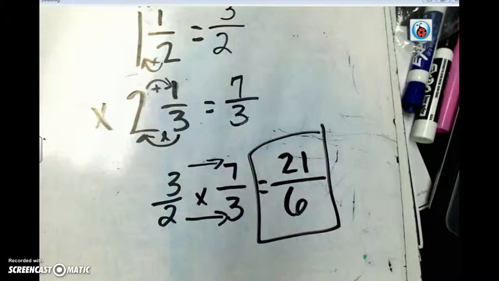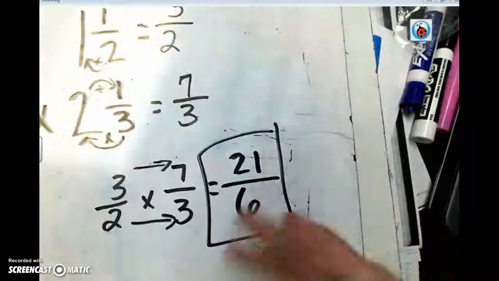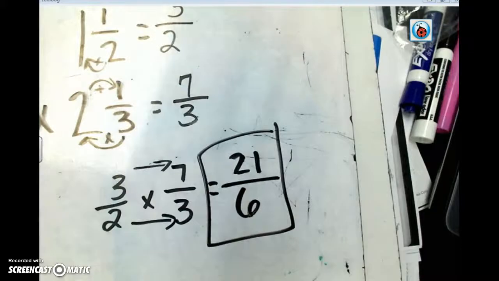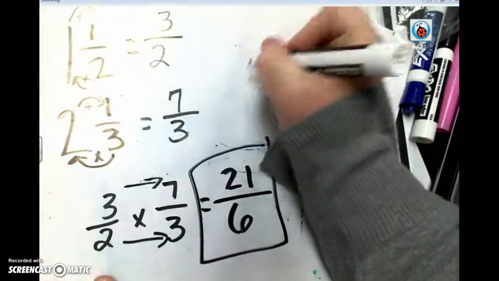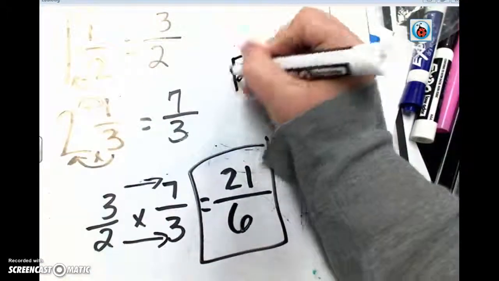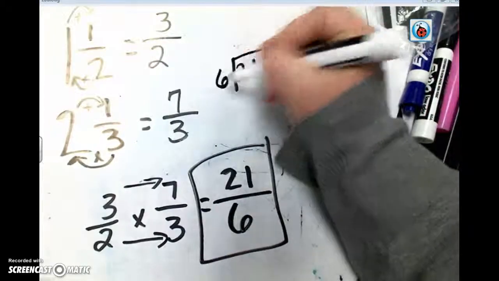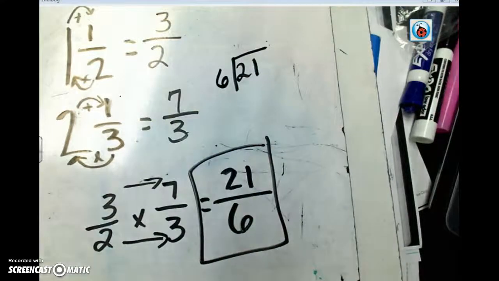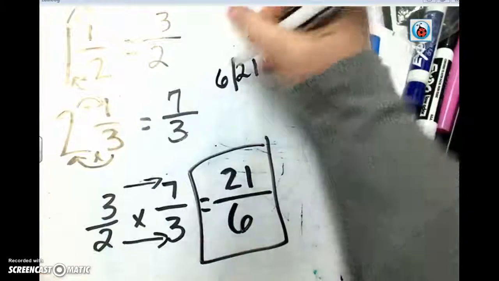What's wrong with this fraction? What's wrong with it, Hayden? It's an improper fraction. So now I get the joy of converting it back to a mixed number. How do I convert an improper fraction to a mixed number, Landon? I divide. So I'm going to take 21 and divide it by 6. How many times does 6 go into 21 before I go over? 3.